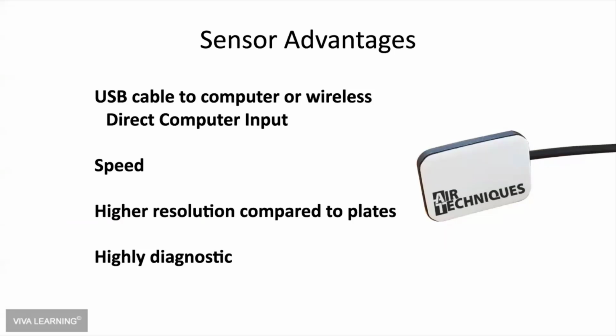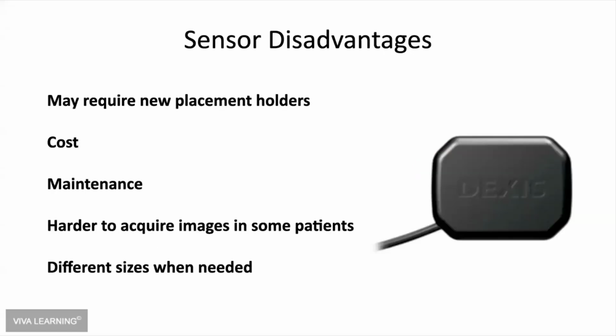Who's taking them? What's the X-ray machine? What type is it? 70 kVp, 60 kV, whatever it may be, important parts to this. So you have to understand your entire radiography situation. All right. There's some disadvantages. They have special holders. They obviously cost.